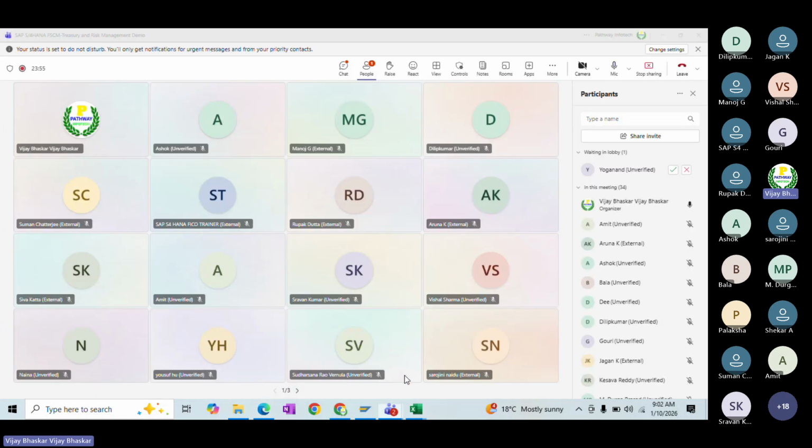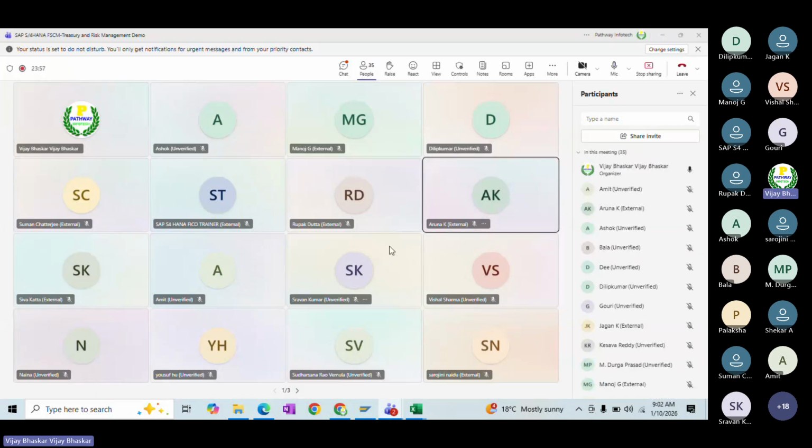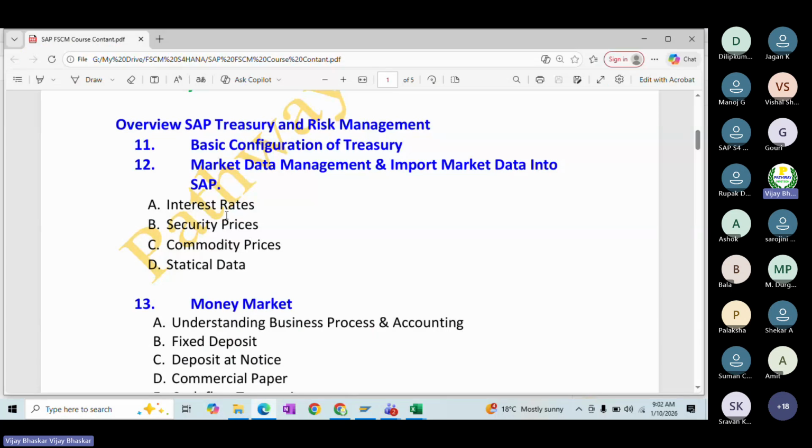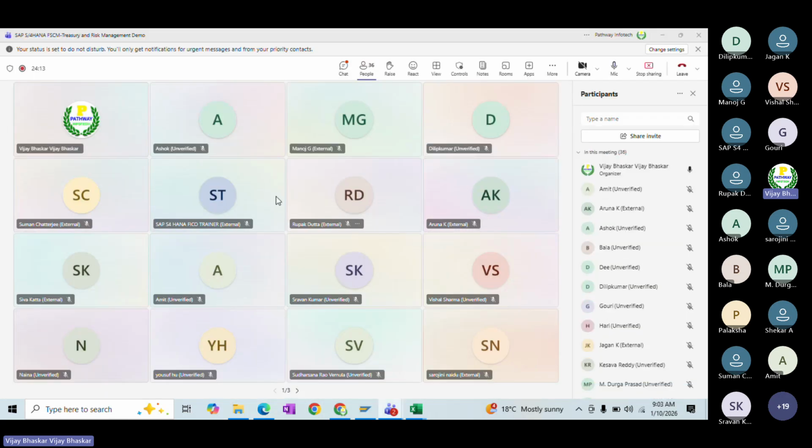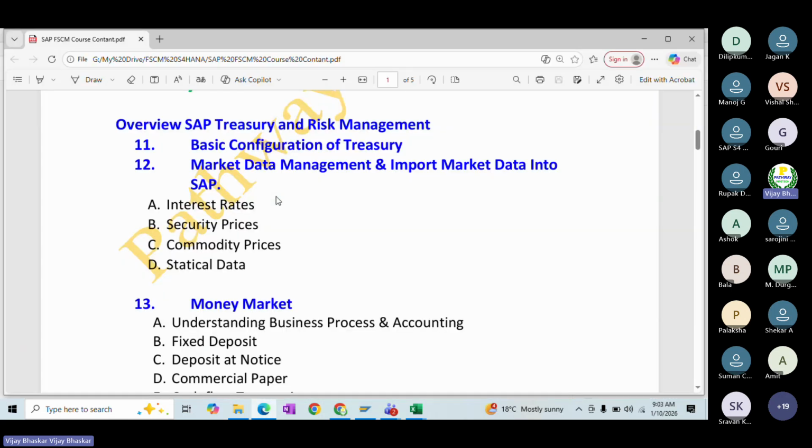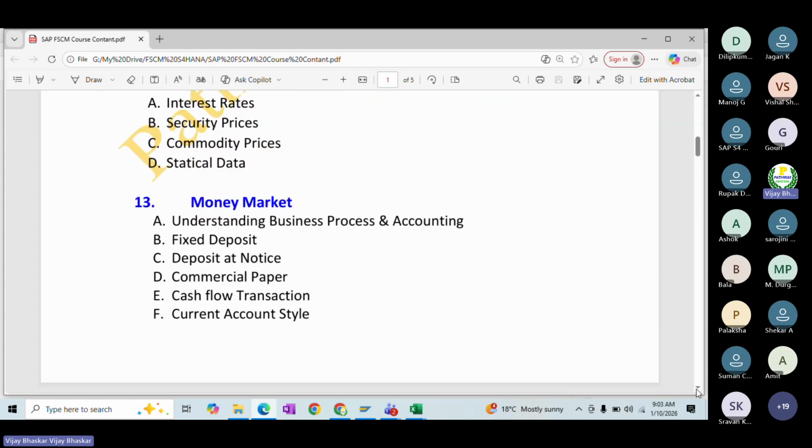Definitely we would require the basic configuration. Once the basic configuration of treasury is completed, the first topic would be money market. Then there are the interface-related configurations. These will take place in between any one of the topics, either money market or foreign exchange: interest rates, security prices, commodity prices, statistical data. This will be part of the interface configuration, which I'll take into consideration.